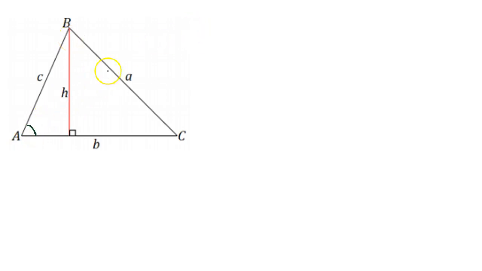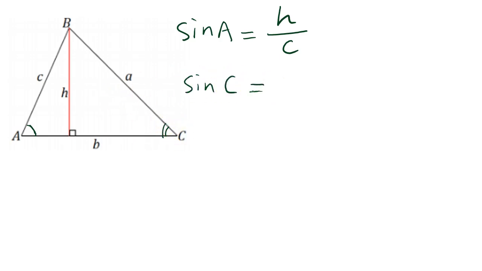If we look at A, what we can write down is that sine A equals opposite over hypotenuse, so it would be H over C. And then if we look at this right triangle, we're going to see that sine C equals opposite over hypotenuse, so we have H over A. Now I'm gonna do something with algebra, so I'm gonna multiply C on each side on this equation. Notice I'm gonna get an expression for just H.